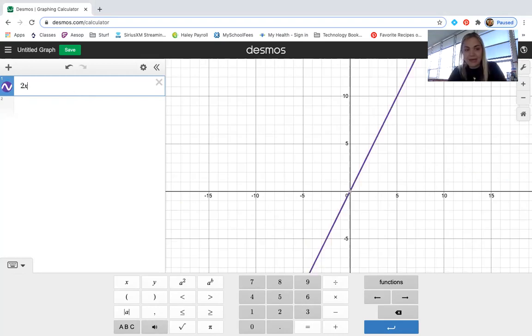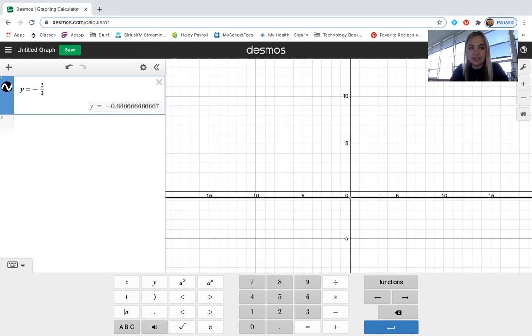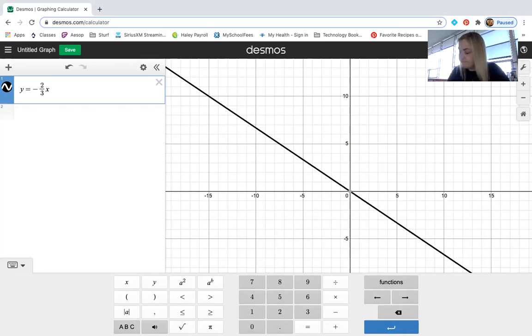Okay, let's go to J. J is 2x plus y equals 6. Straight line. Please circle J. All right, let's go to K. Y equals negative 2/3 x. K is a straight line. Please circle K.